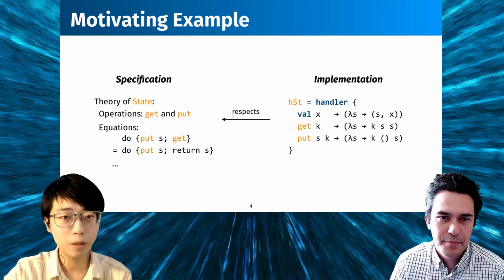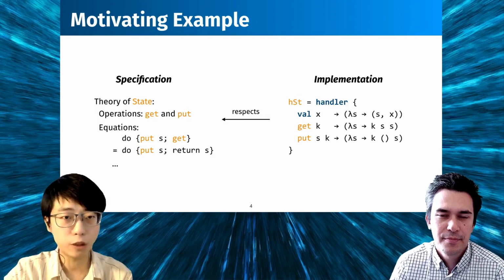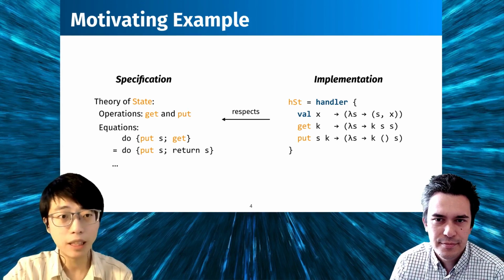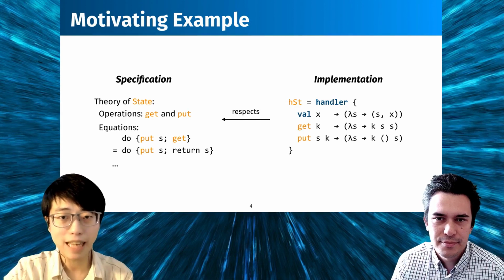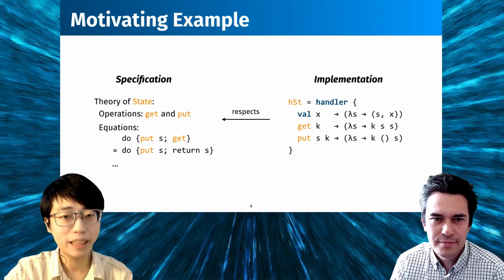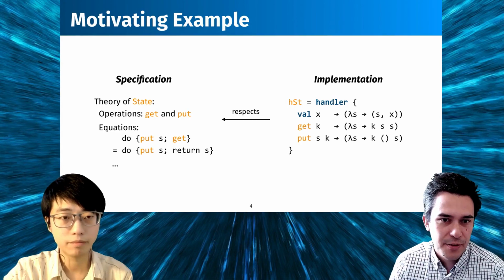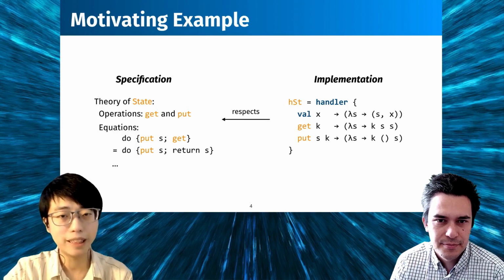Yep, and there's a theory of mutable state, which has a number of equations specifying the behaviors of put and get. For example, like the one on the left side of the slide, saying that writing S into the state and immediately reading the state results in S. Does your handler respect this theory? Yes, I've checked my handler respects all the equations of the standard theory of state. That's nice. But then how do you use this handler?